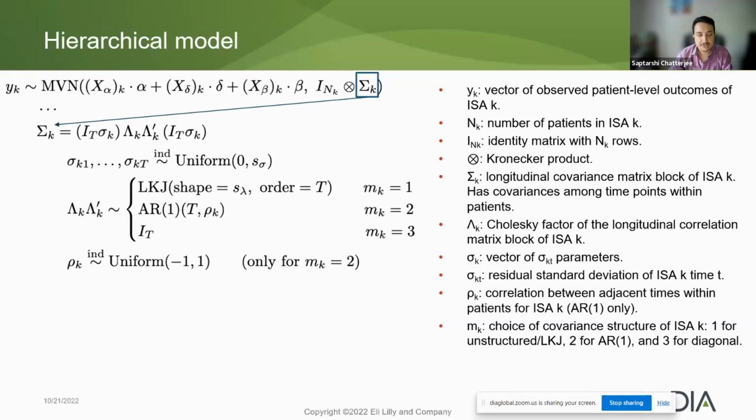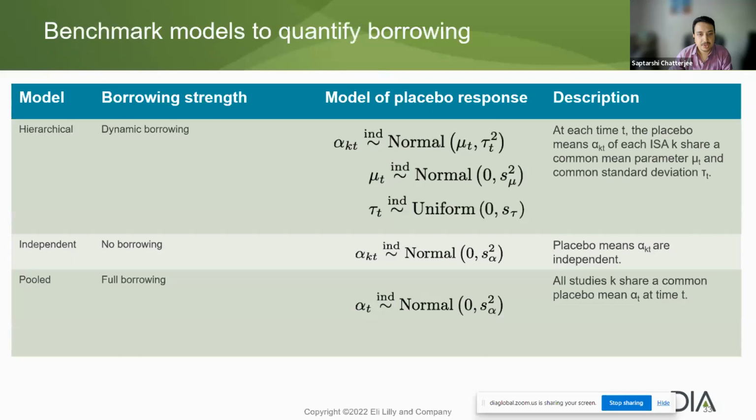Next slide. So just to give a brief summary, these are the specifications of each of these models: hierarchical, independent, or pooled. The hierarchical model does dynamic borrowing. With the independent model, we are not implementing any borrowing, and with the pooled option, we are borrowing all the data that we have corresponding to each time point. So these are the three models that we considered when we have more than 2 historical ISAs.